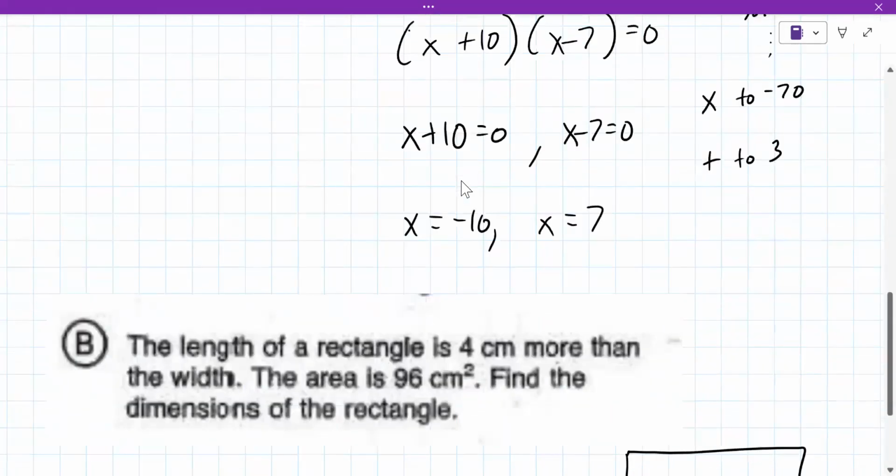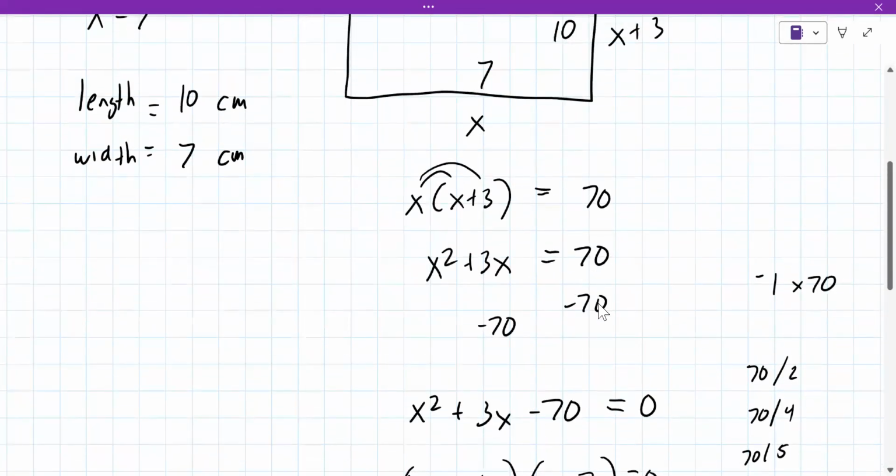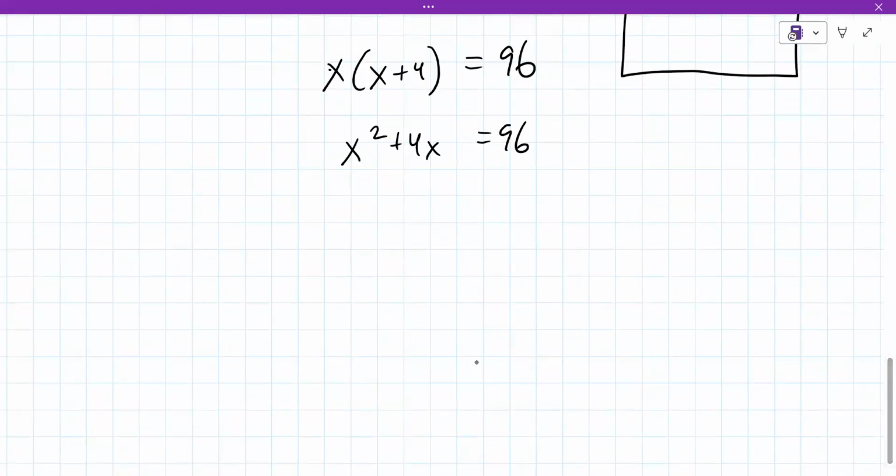So just like, let's go look and see what we did in the last problem. You bring that number over by subtracting. Oh, right. Get everything on one side of the equation. So you got x squared plus 4x minus 96 equals 0. And now you have to find two numbers that multiply to negative 96 but add to positive 4.